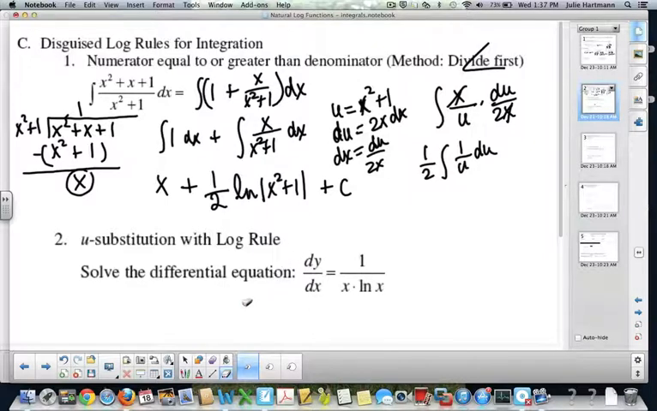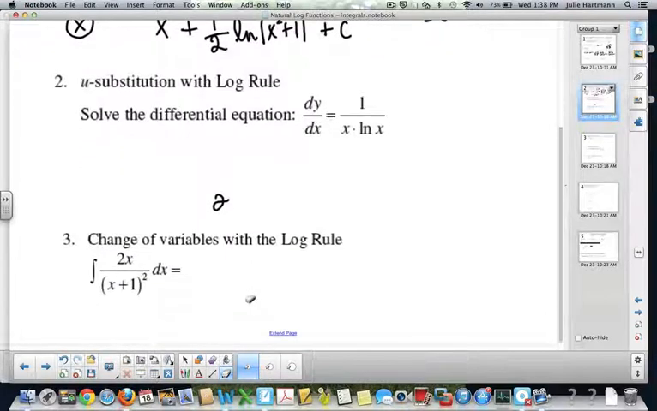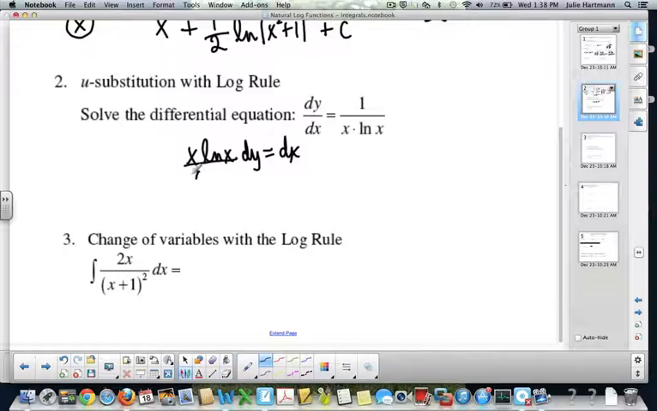Okay, now this next one, use substitution with the log rule. So same thing here. We have x times ln of x dy equals dx. Okay, is everybody okay with that piece? So from there, you need to get dy by itself, so we would divide by x ln of x. So we have dy equals 1 over x ln of x dx.